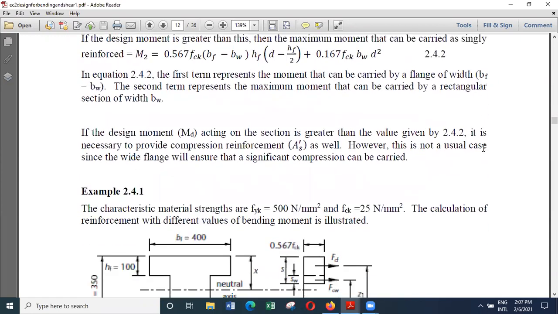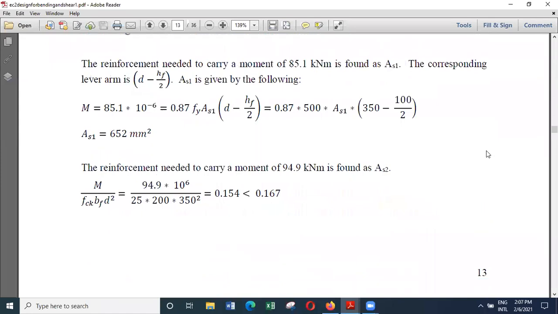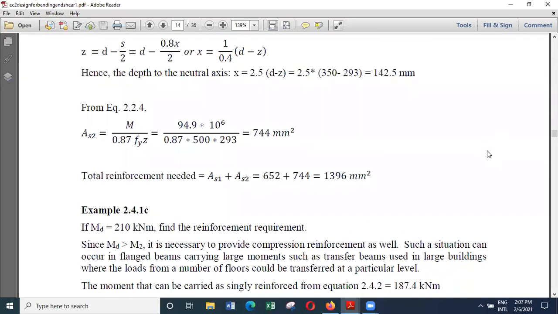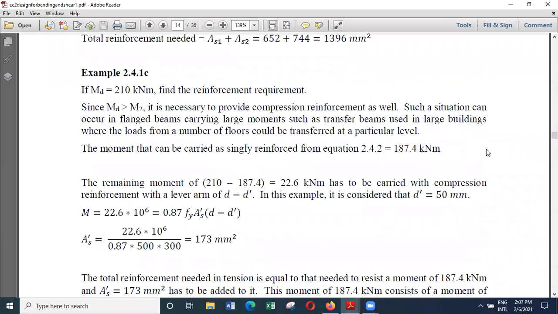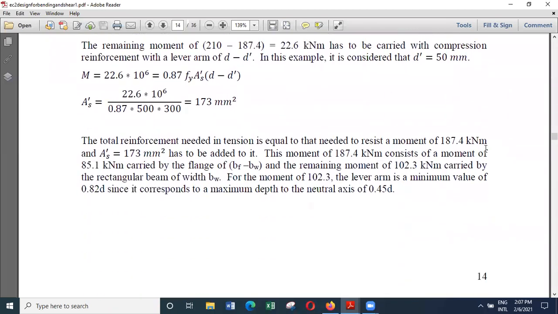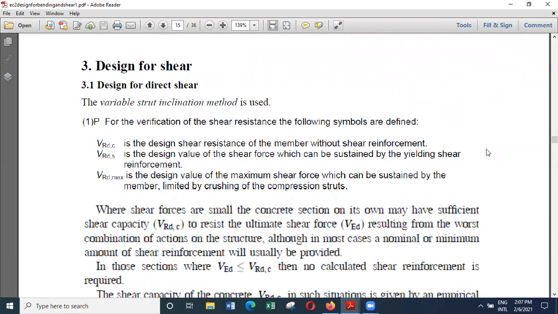So today we'll look at shear, which will consist of direct shear, punching shear, and then we can talk about the design of footings. First, we'll deal with shear.